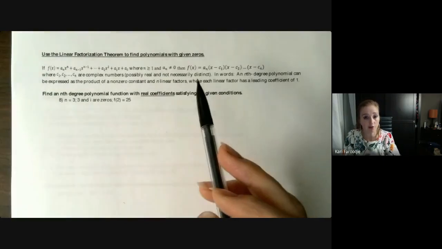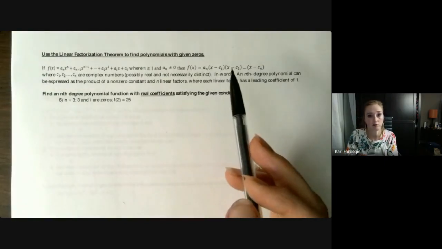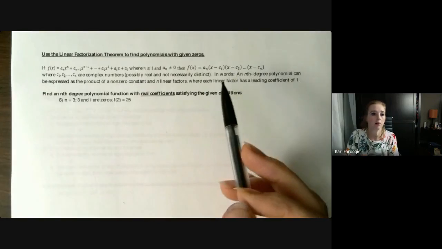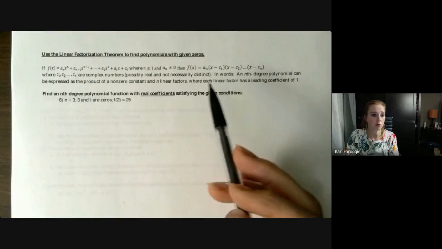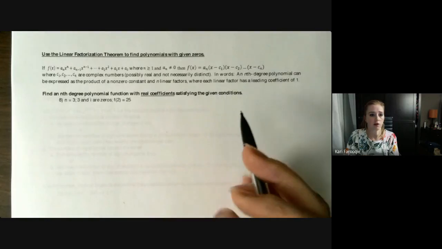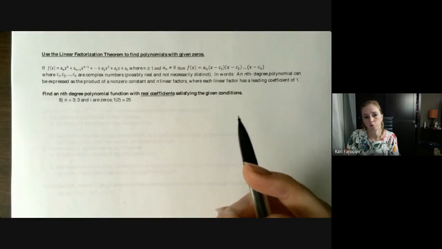As you saw in the last example, it could be the case that you have x minus 1 times x minus 1. That's what it would have looked like. An nth degree polynomial can be expressed as the product of a non-zero constant and n linear factors, where each linear factor has a leading coefficient of 1.